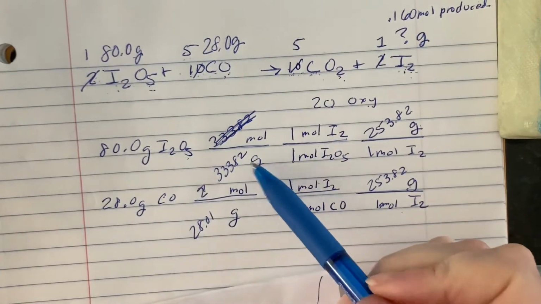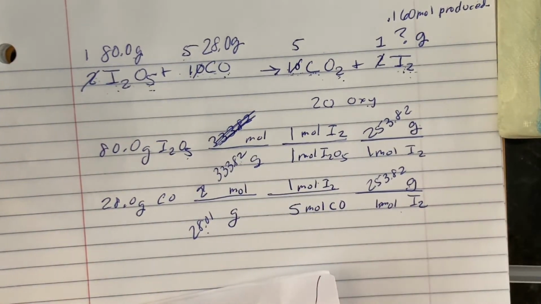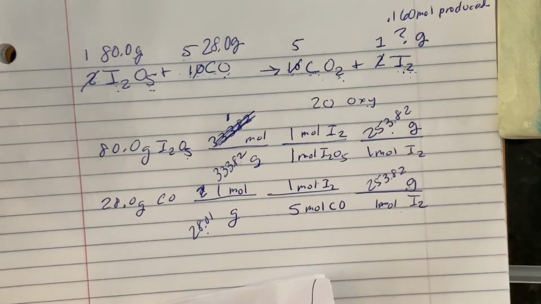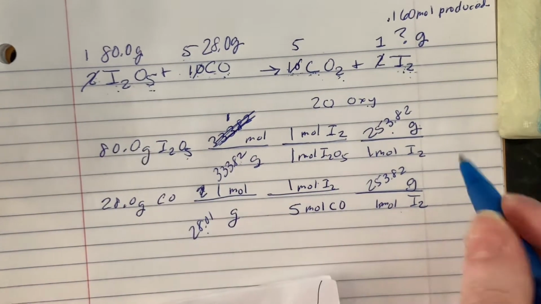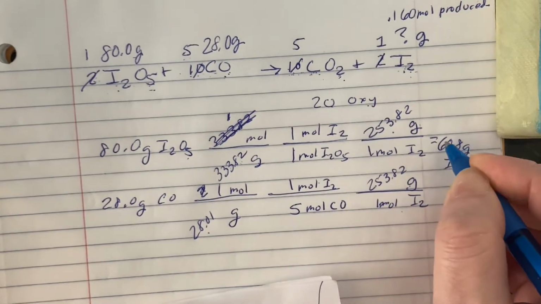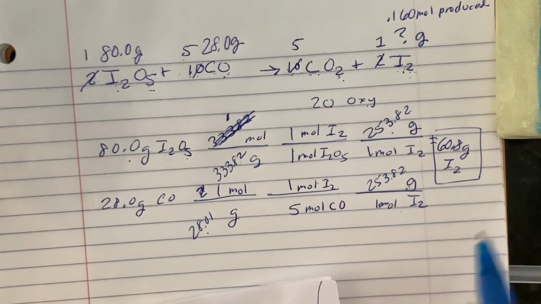So anytime you go grams to moles, you're always dividing, remember, because we have to get rid of the grams. Your masses from the periodic table have to be there. So let's see, 80 times 1 times 1 times 253.82. I'm only dividing by one thing, so divided by 333.82. And 3 sig figs, 60.8 grams of I2. So if I have 80 grams of I2O5, I get 60.8 grams of I2.